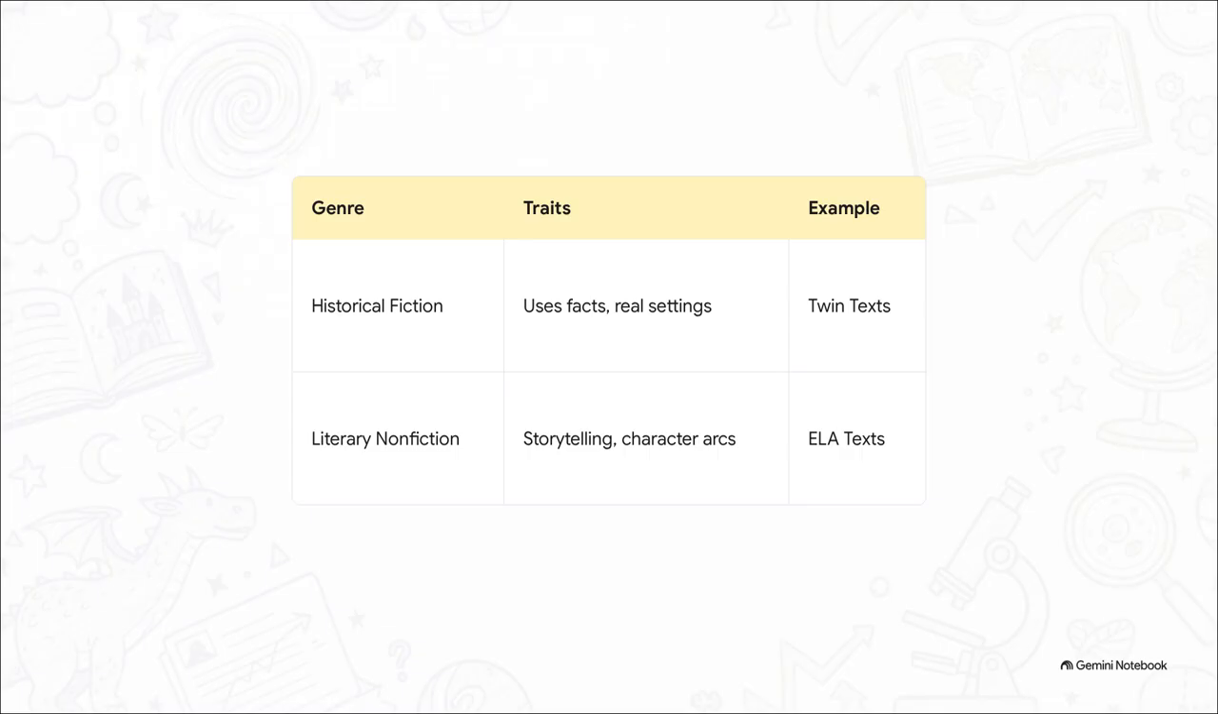The twin text method involves pairing a fiction and a nonfiction book on the exact same topic. When you do this, something really amazing happens. You realize historical fiction heavily relies on real facts and accurate settings to build a believable world. I mean, you can't write a gripping historical fiction novel about the Civil War without using real historical facts. Meanwhile, literary nonfiction uses rich storytelling and compelling character arcs to keep us glued to true events. So fiction steals facts and nonfiction borrows narrative. The lines are wonderfully, totally blurred.